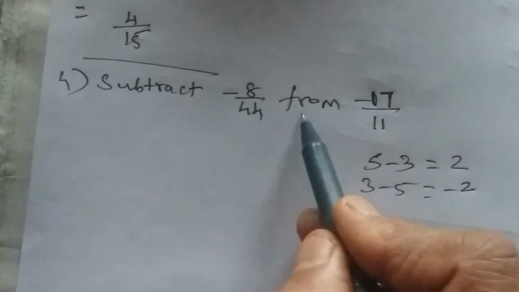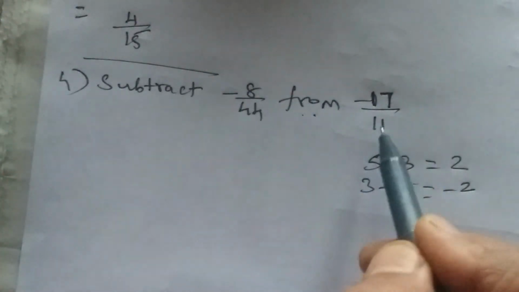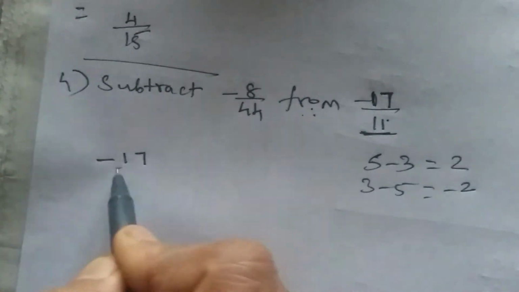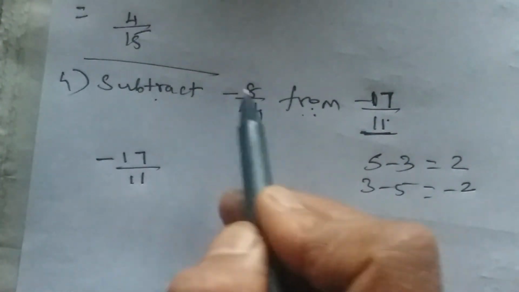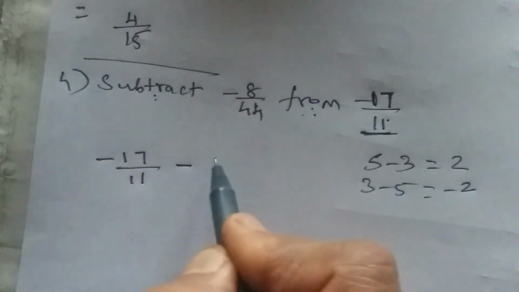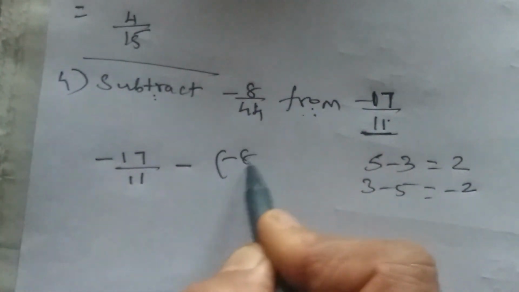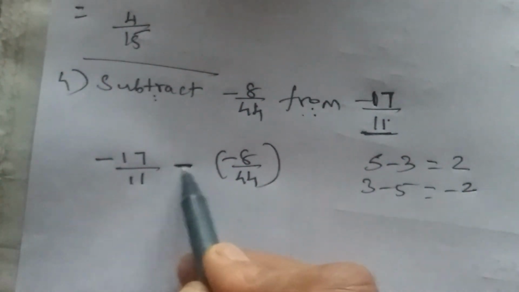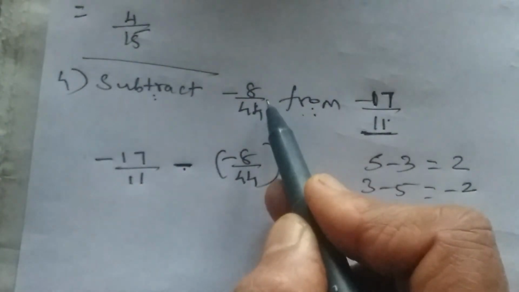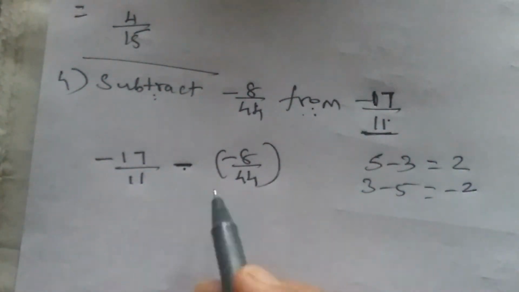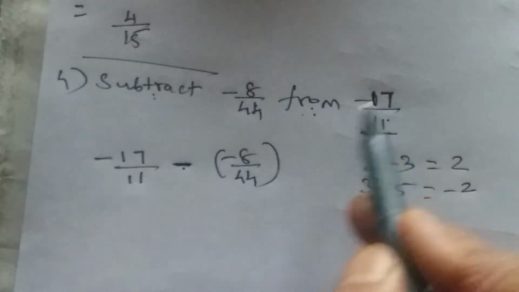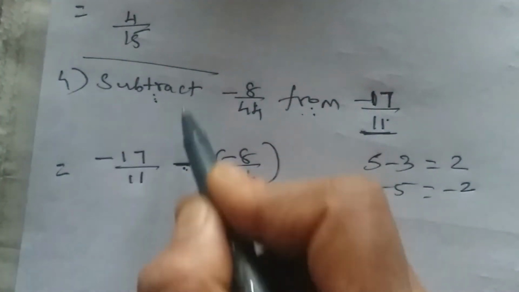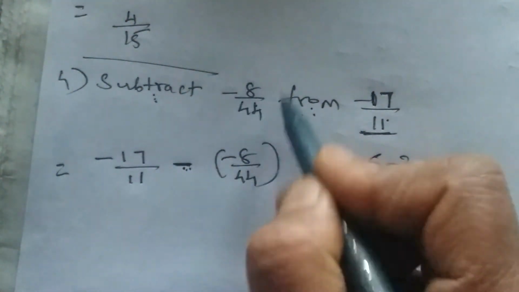So you should be very careful when you are writing subtraction, which number should come first and which number should come second. From minus 17 by 11: whatever number comes after the word "from" should be written first. So minus 17 by 11, and subtract what? What do we have to subtract? Minus 8 by 44. So from minus 17 by 11, subtract, where minus is the sign of subtraction, minus 8 by 44. This is how we have to rewrite the given statement as a sum.